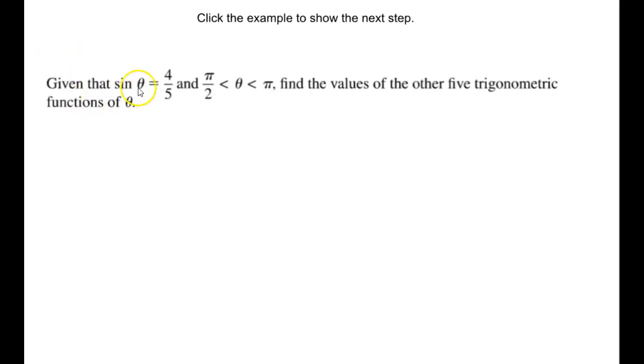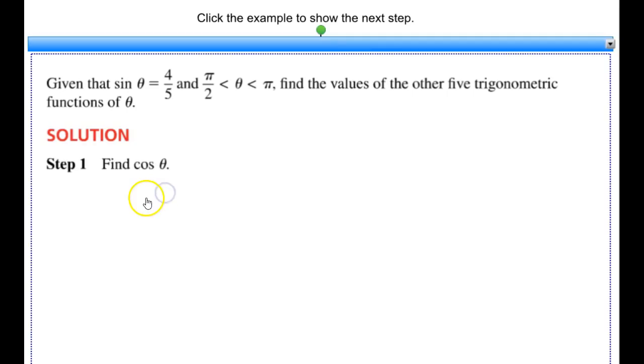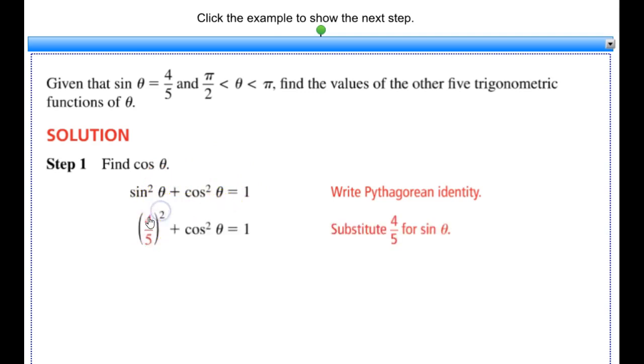So here we go. Given that sine of theta equals 4 over 5, and that we're looking at pi over 2 to pi, which means we're looking in our second quadrant, find the values of the other 5 trig functions. Okay, so I'm going to show you how to do this 2 different ways. So the first way is I first have to find cosine of theta. So I'm going to be using my Pythagorean identity here. So I can substitute my 4/5 for sine.